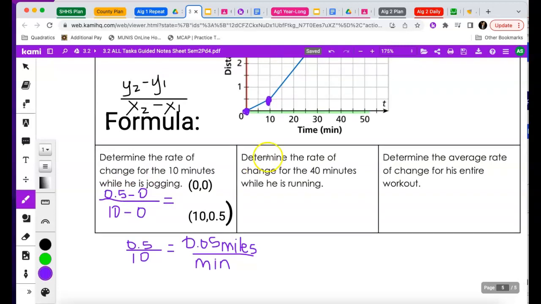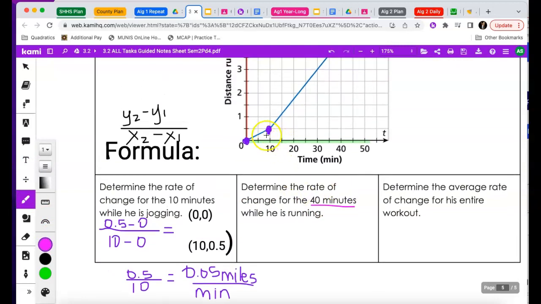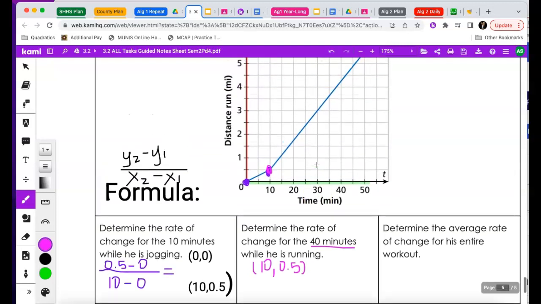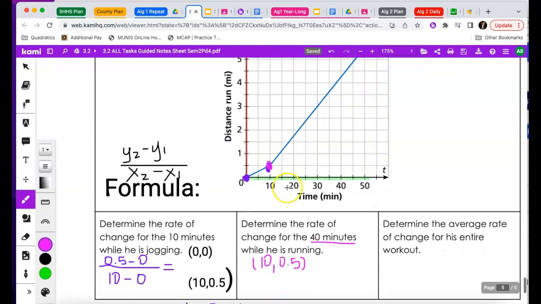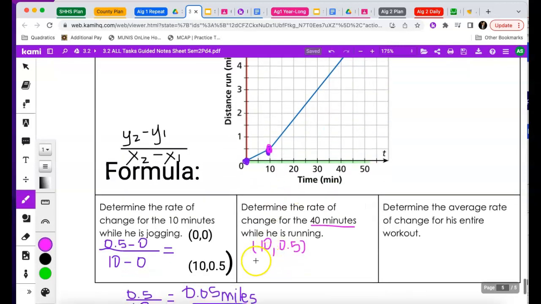So now we're going to find the average rate of change for the 40 minutes after he started running. So from this point, that was the point 0.5 after 10 minutes, and then for the next 40 minutes after that. So 40 minutes after 10 minutes would be to the end of the workout at 50. So after 50 minutes, he jogged 5.5 miles.